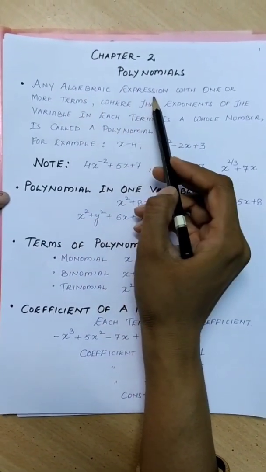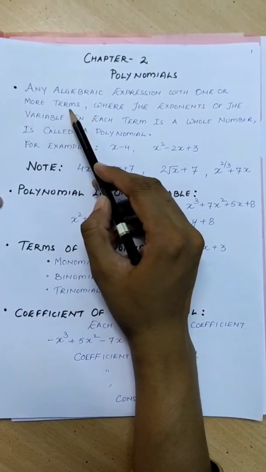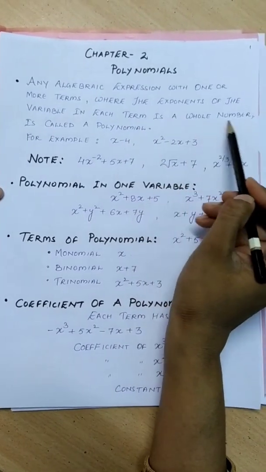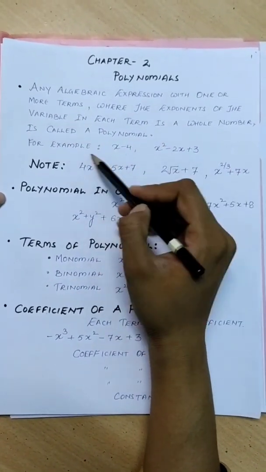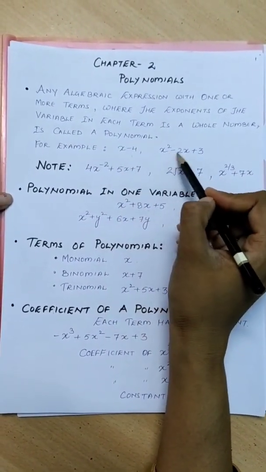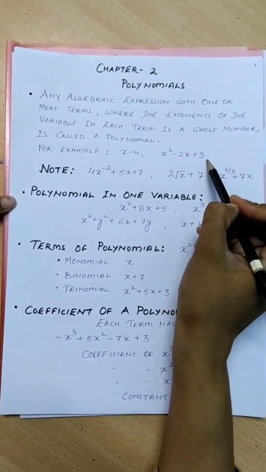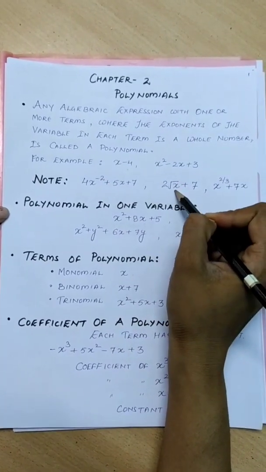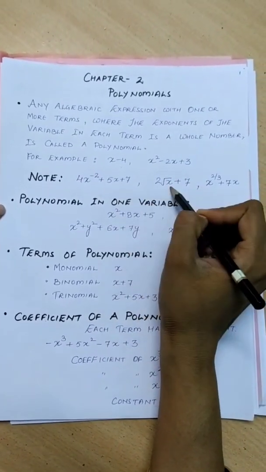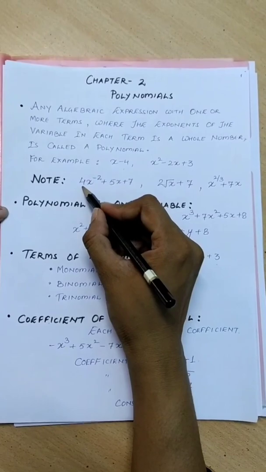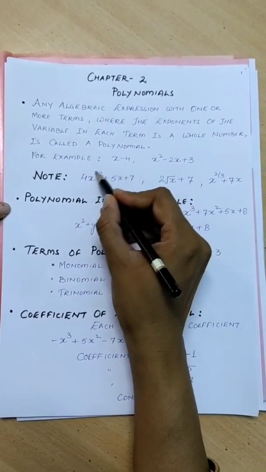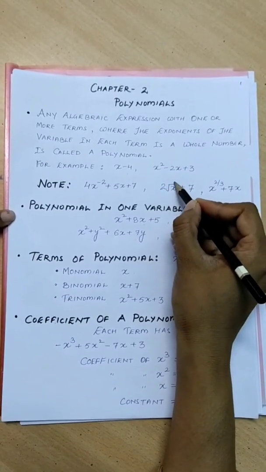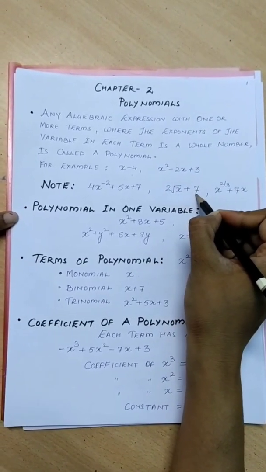Any algebraic expression with one or more terms where the exponent of the variable in each term is a whole number is called a polynomial. For example, x minus 4, x square minus 2x plus 3. You know one thing, if your variable power is negative or in a fraction quantity, it means it is not a polynomial. Suppose here 4x raised to power minus 2, so it's not a polynomial. If 2 under root x means x raised to power 1 upon 2, so it's not a polynomial.